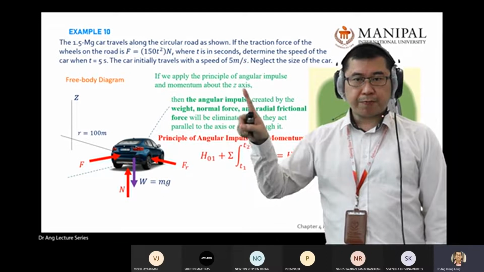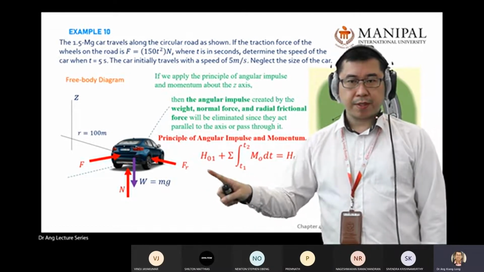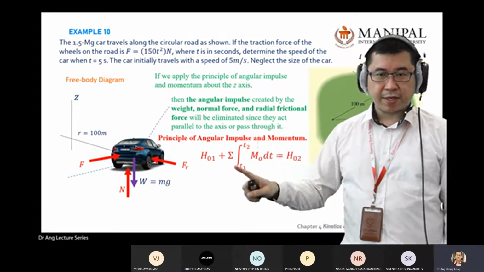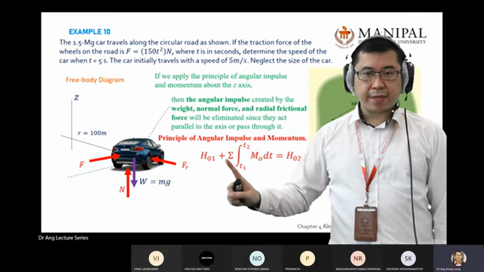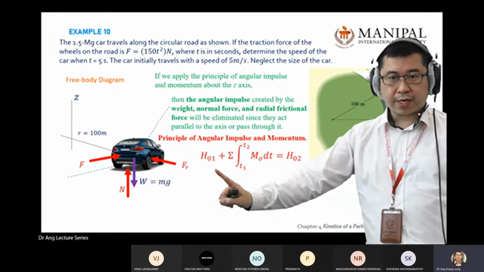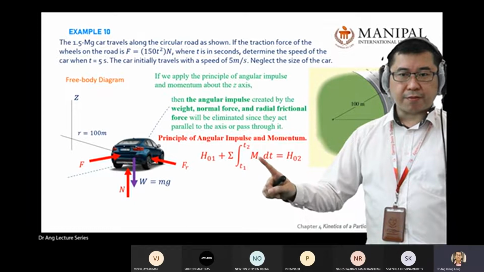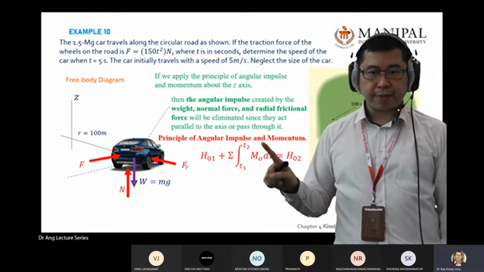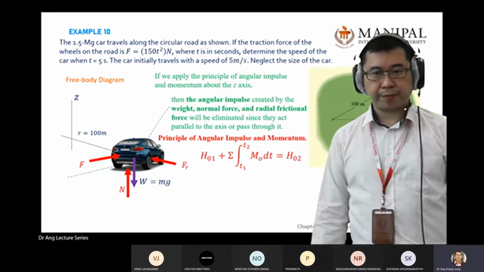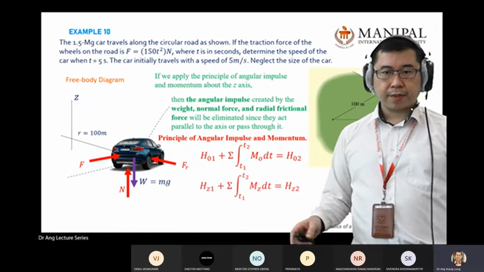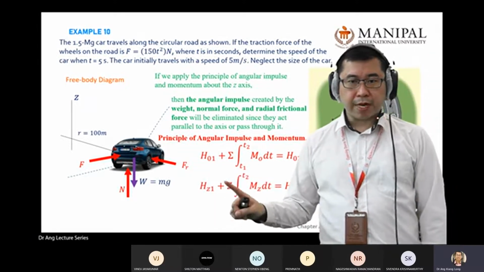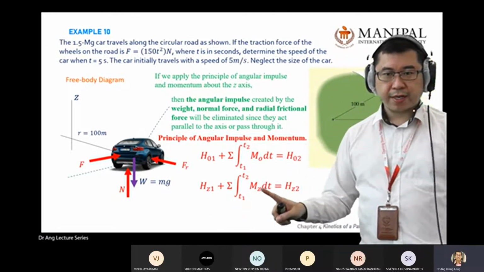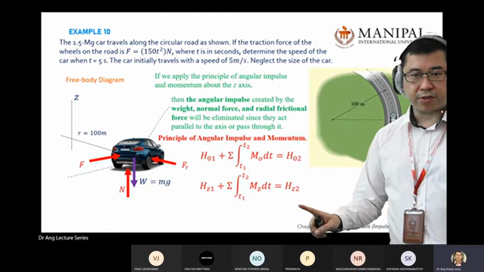So we use the principle of angular impulse and momentum, not linear, angular. When you use angular, it should be M and H. So H1 plus the sum of moment integrated over time, that is your angular impulse, equals H2. I modify it a little bit to the Z direction: HZ1, plus the integral of MZ dt, equals HZ2.